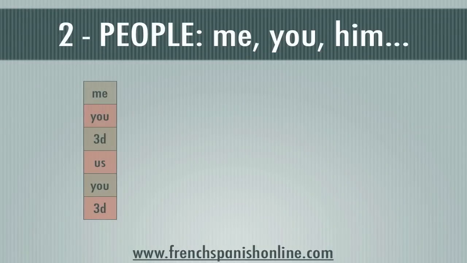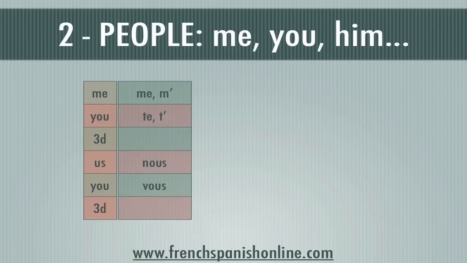So fortunately for these three categories in French, we have some similar pronouns. For example, to translate me, you, us, you for direct, indirect, and reflexive objects is the same pronoun in French. To translate me is me or m apostrophe, you is te, t apostrophe, nous and vous. So let's take some examples. You can see me, so you know that me is me and of course placed before the verb.